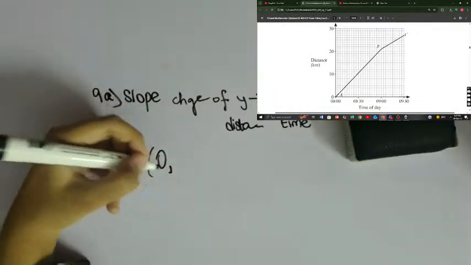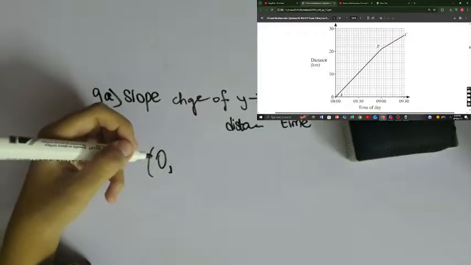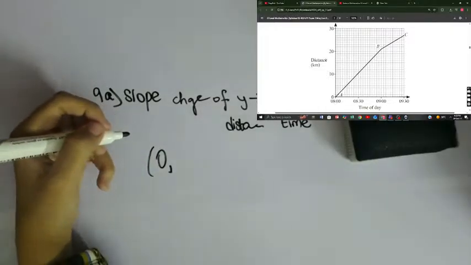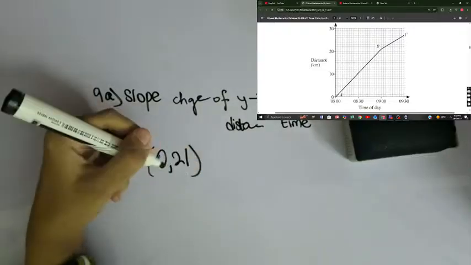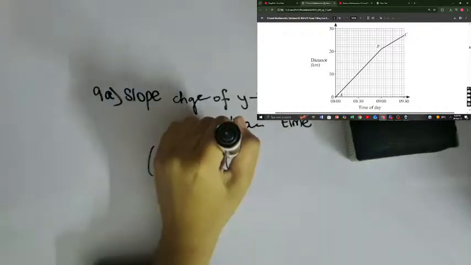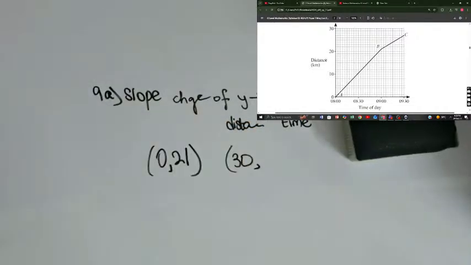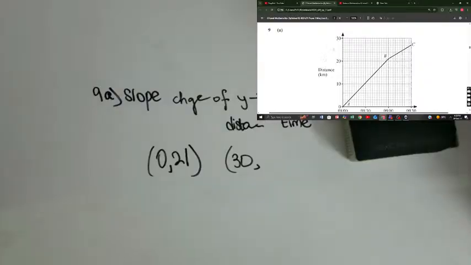So we're going to assume that 9 o'clock is the time he started for the path BC, for example, and his distance at that time is 21. Now let's move on to the next point in time, which is 9:30. So let's say that is 30. And the distance covered in that time is 27.